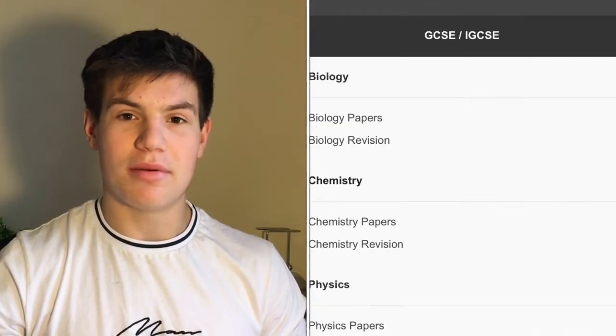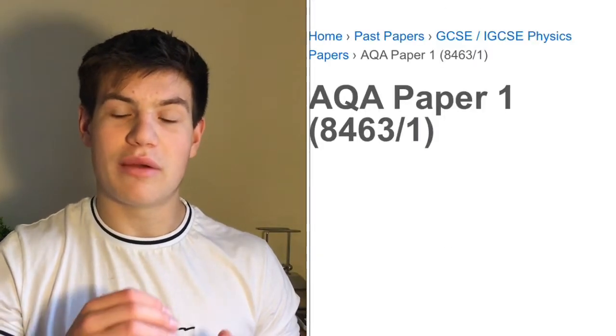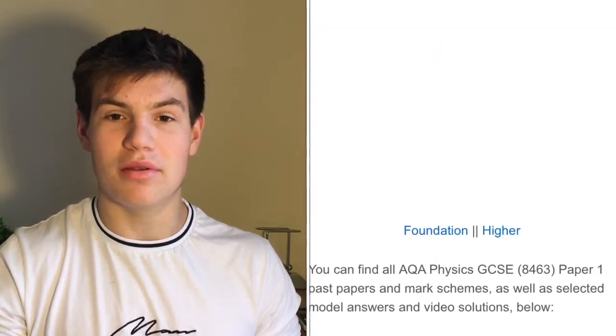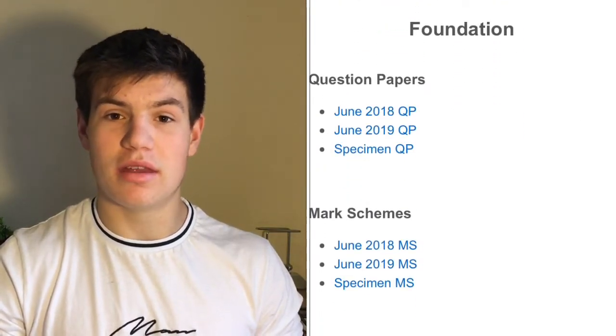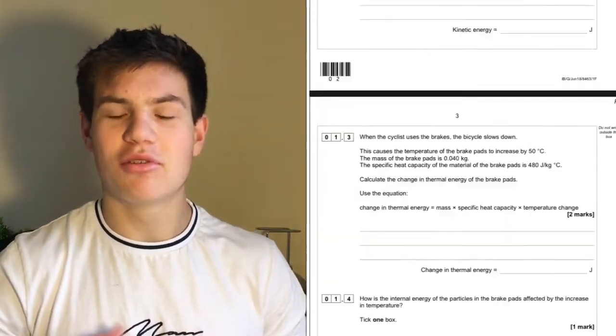Now moving on to the second section of the website, and that is the exam papers. So let's just stick with physics and AQA. You can see we go to physics papers and then we pick our exam board, and you can see we have a list of past exam papers and their corresponding mark schemes and video solutions and model answers. And I'm just going to pick paper 1.